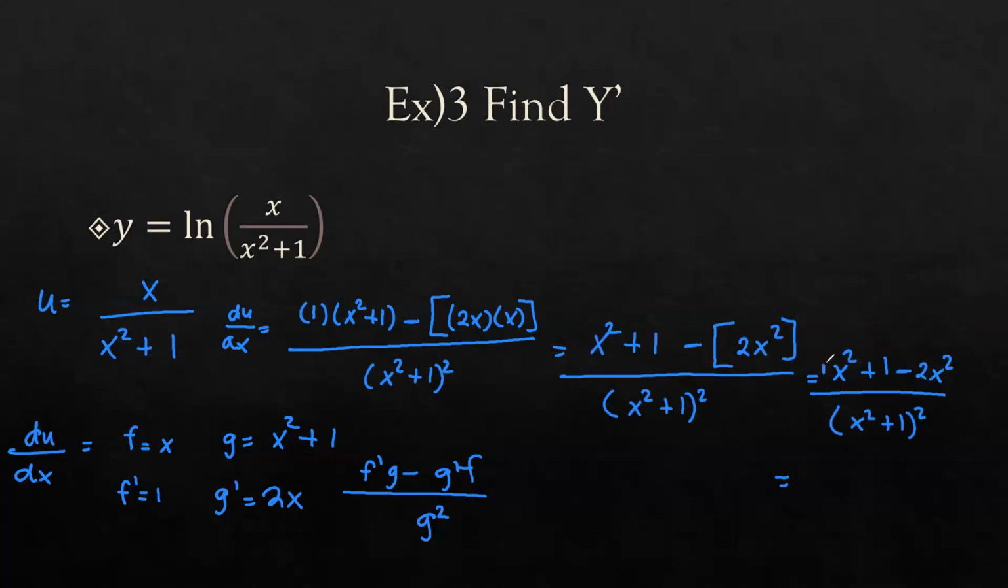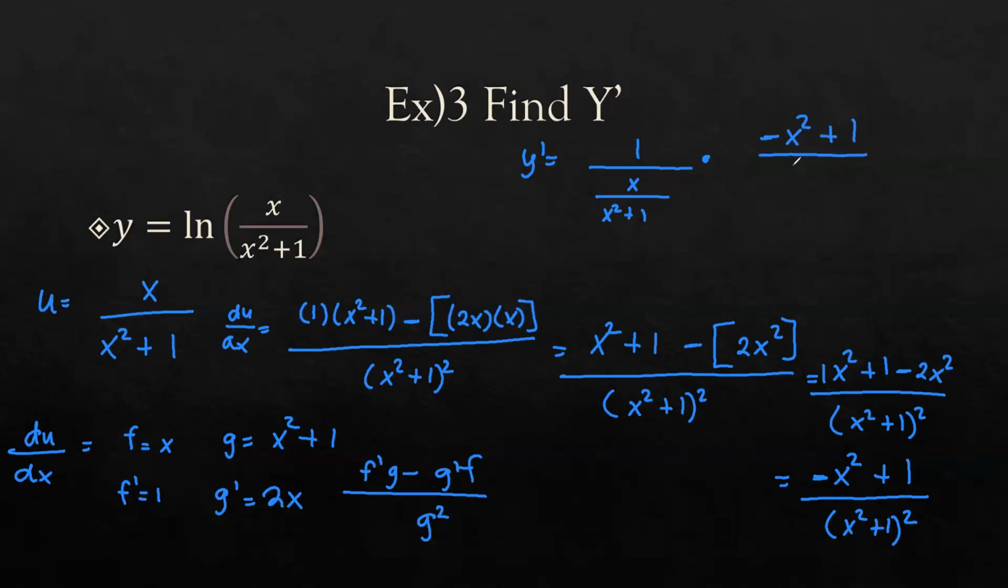Then clean this up. 1x squared minus 2x squared is negative x squared, so the numerator is negative x squared plus 1, and on the bottom it's x squared plus 1 squared. Okay, so y prime is 1 over u, which is x over x squared plus 1, times du dx, which is negative x squared plus 1 over x squared plus 1 squared.